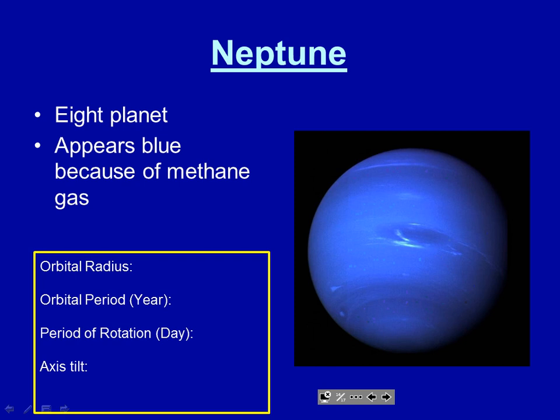All right, Neptune, 8th planet. It's blue because it had a lot of methane. That's it. No questions.